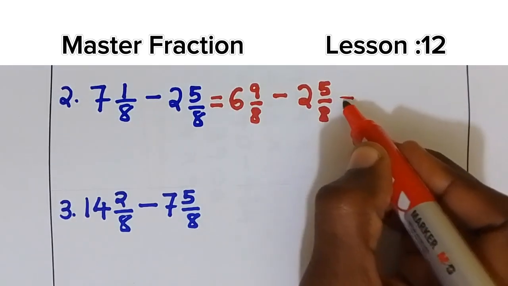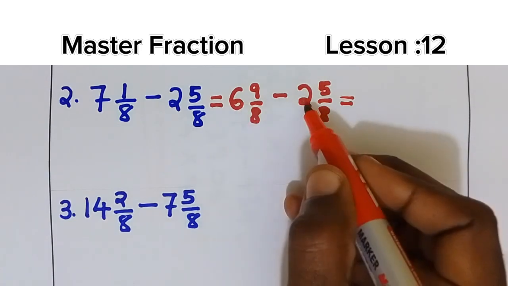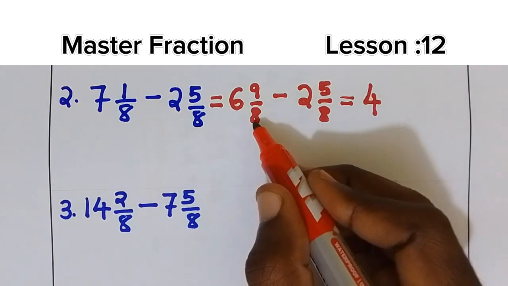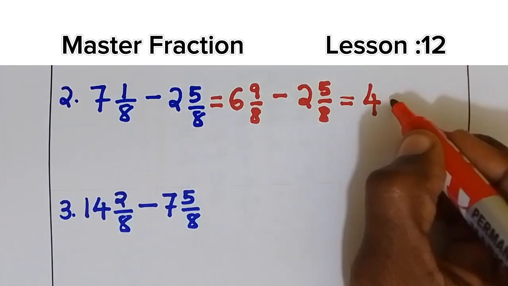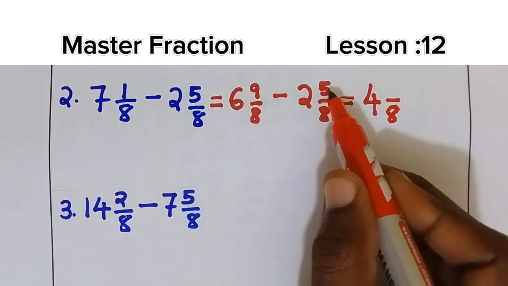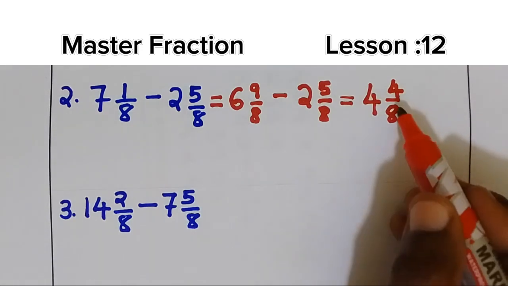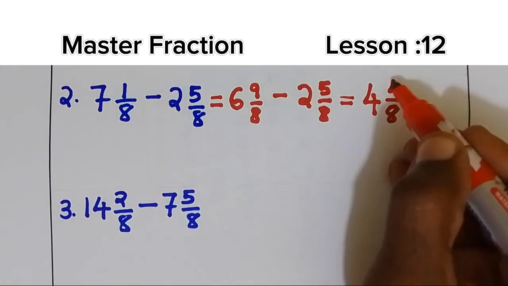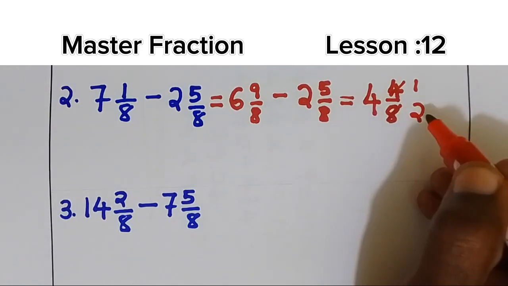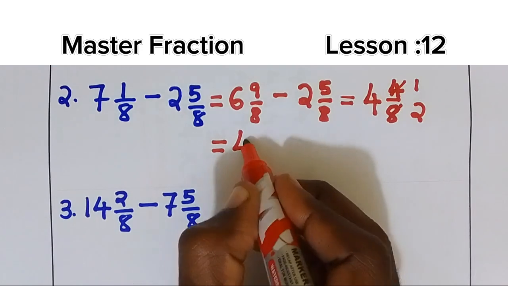This is equal to the whole number, take away whole number, which is 6, take away 2. I'm going to remain with 4. The denominator is going to be the same, 8, so over 8 here. Numerator, I'm going to take 9, take away 5, which I'm going to get 4. It is possible to simplify this one, so by 4, 1, by 4, we get 2. Our final answer is going to be 4, 1 over 2.